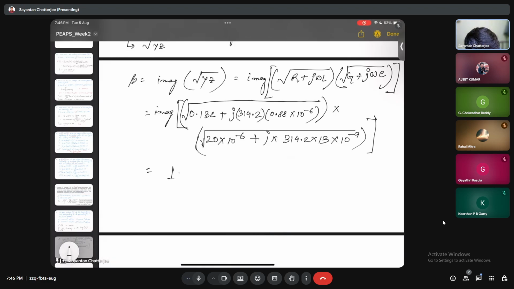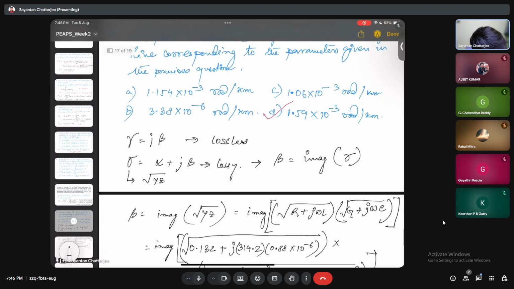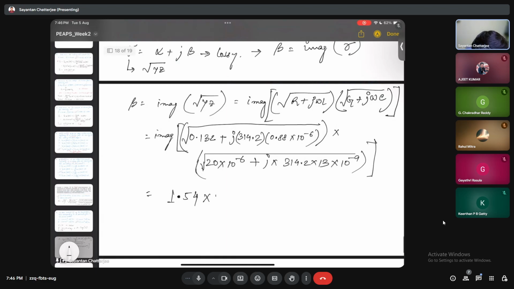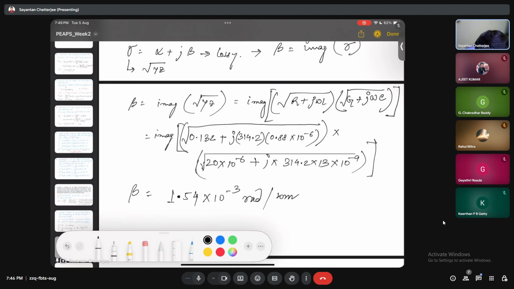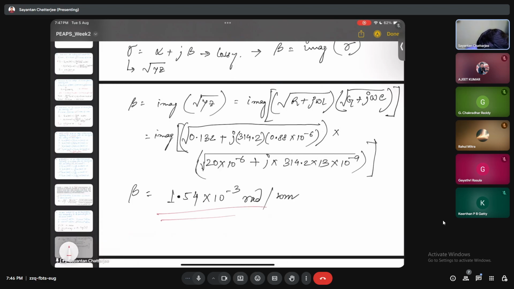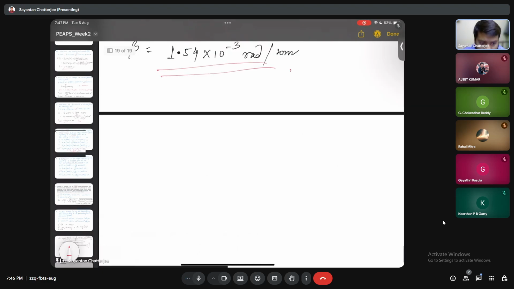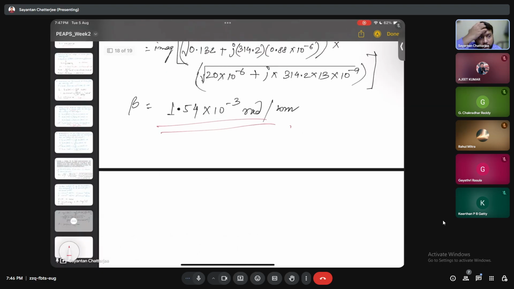So for the imaginary part it's 1.54 into 10 to the power minus 3 rad per kilometer. So this is the final answer. Okay, I hope it's clear so that we may move on to the next question.